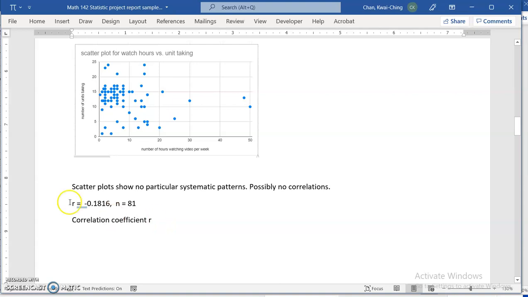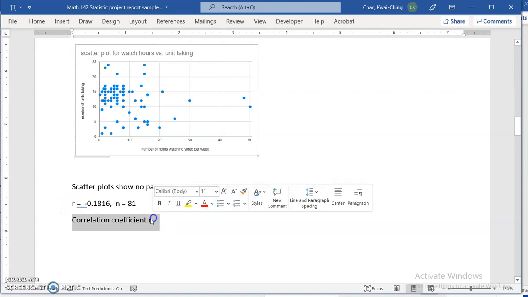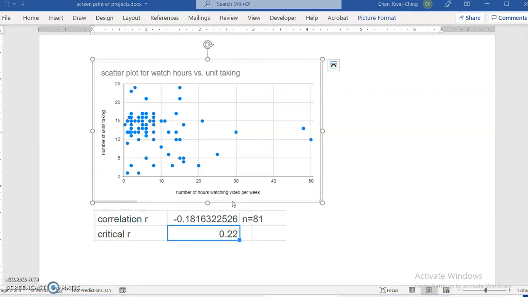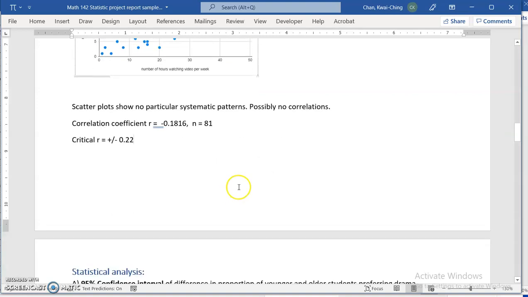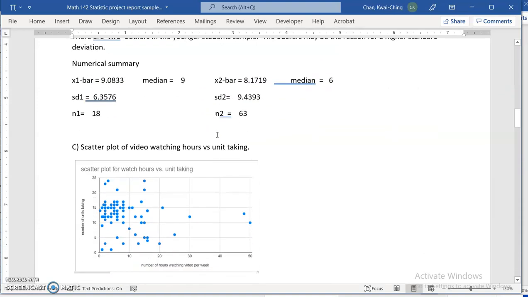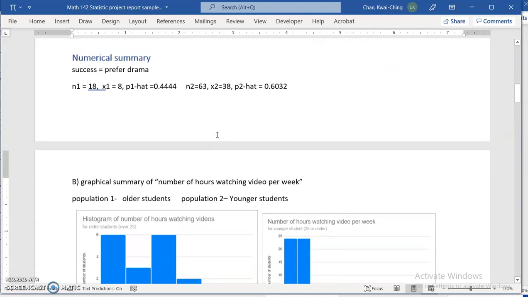Correlation coefficient, yeah, R. Let's see. Correlation coefficient R equal to that. And then critical R is plus and minus 0.22. We get it from the A6 table. You can also get it from running the statistical analysis.